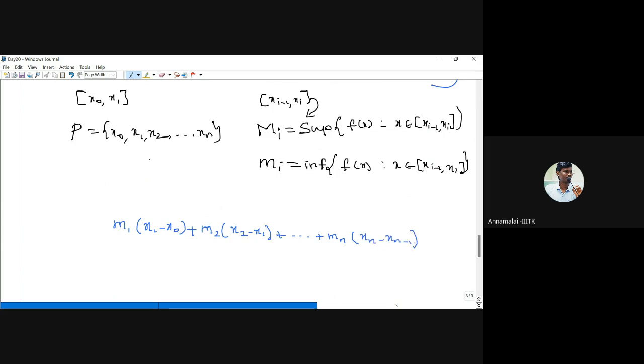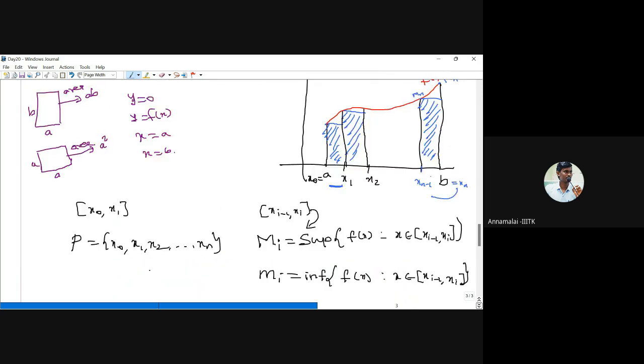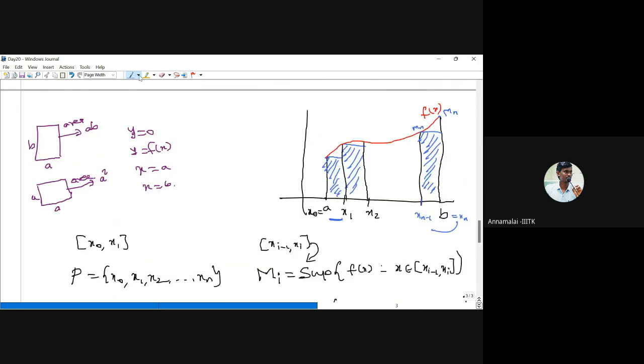So now we get some area, but that is not the required area because we miss some portions. So in the last interval, we miss this portion, and here we miss this portion. Again, here we miss this portion, right? But we have to cover the entire thing.